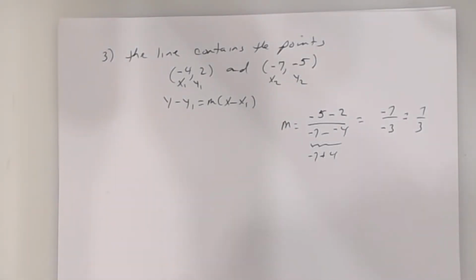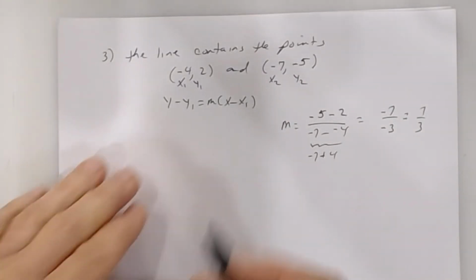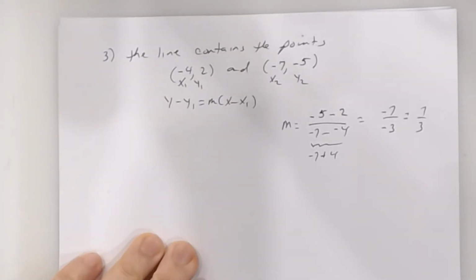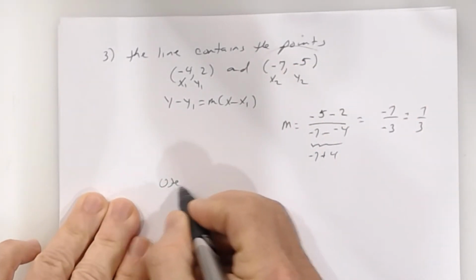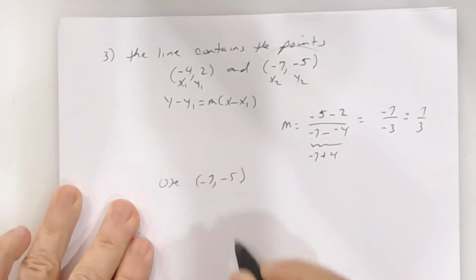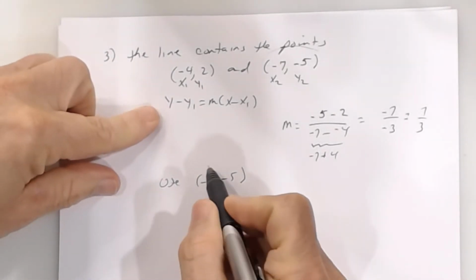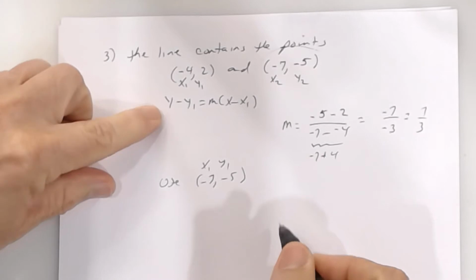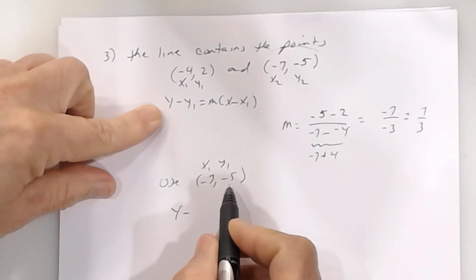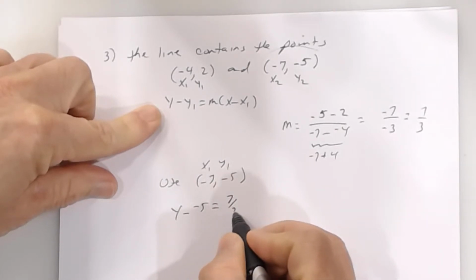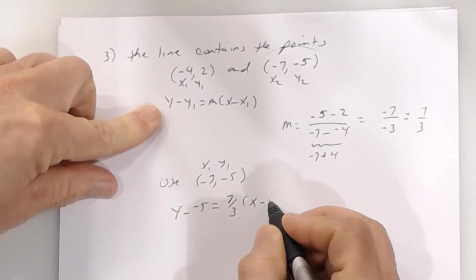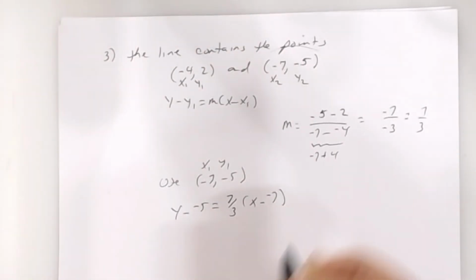Okay, so I know the slope and I know a point. So now you just substitute those 2 things into the formula. Which point do you want to use? The second one? Okay, so let's use the second one. So we're going to use negative 7, negative 5. This is going to be my x1, this is going to be my y1. So I get y subtract negative 5 equals the slope. What's the slope? 7/3 times x subtract negative 7. So that's where I'm at.